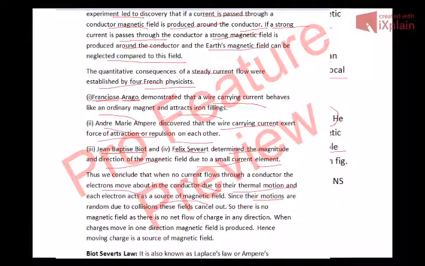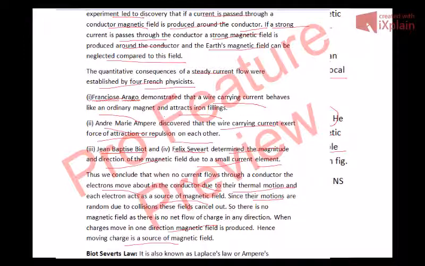When charges move in one direction, magnetic field is produced. Hence, moving charge is a source of magnetic field. Remember this thing. Though the charges are moving in a conductor, they are moving randomly, so they cancel the magnetic effect of each other. But when they move in the form of a current, all the electrons move in the same direction. So their magnetic effect will not cancel, but it will add up. So when a current flows, charge is flowing, and moving charge is the source of magnetic field.